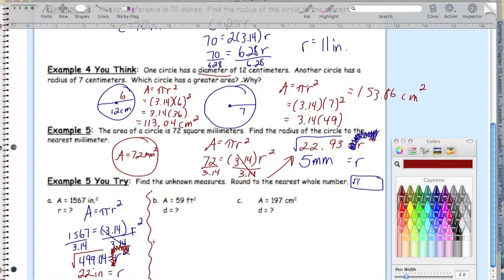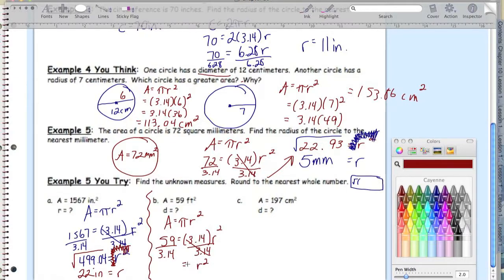2 more. Letter B, the area is 59 feet square. They want us to find the diameter. So area equals pi r squared. Now there's only one formula for area, so you can't just change it like you could circumference. Area is 59, pi is 3.14, and the radius is squared. I'm going to divide by 3.14 to start things off. That cancels, r squared comes down.